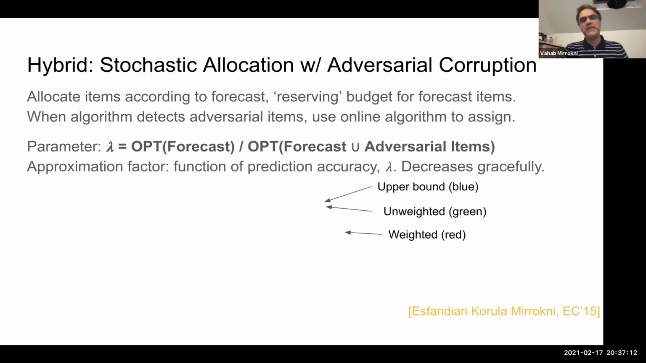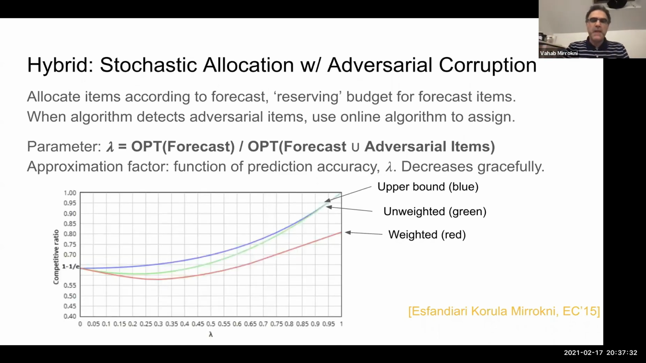We can basically keep track of this parameter lambda, which is the optimum of the forecast over the optimum of what's really happening so far. If this number is deviating from 1 here, then we defer to the online algorithm. As a result of this parameter, we want to design an algorithm whose approximation factor is a function of the prediction accuracy. So we want to say that our algorithm performs better and better if we have a better and better forecast. So this is in the spirit of algorithm design with machine learning advice.